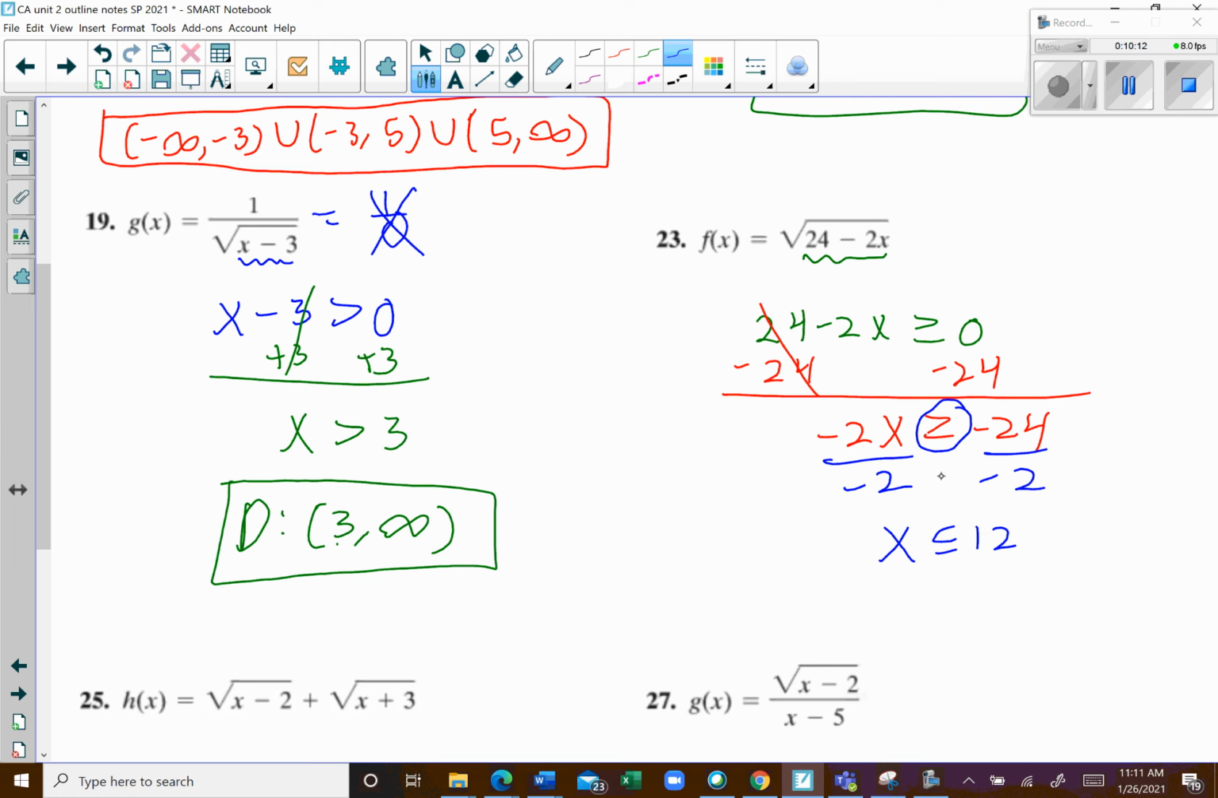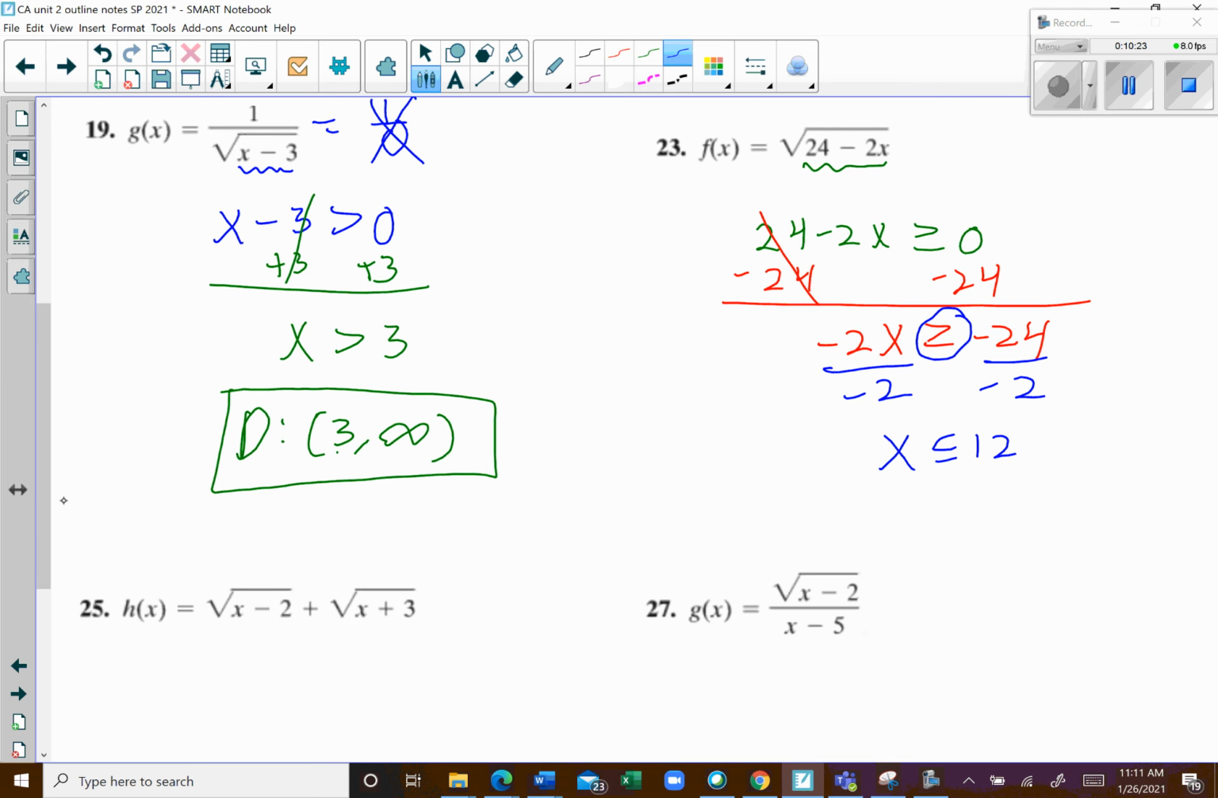And that's a property we covered in the last unit: if you multiply or divide by a negative, you have to reverse the inequality. And now we just need to put the interval for this. So x is going to be all the values less than or equal to 12, from -infinity to 12, and we do get to include 12. There we are.